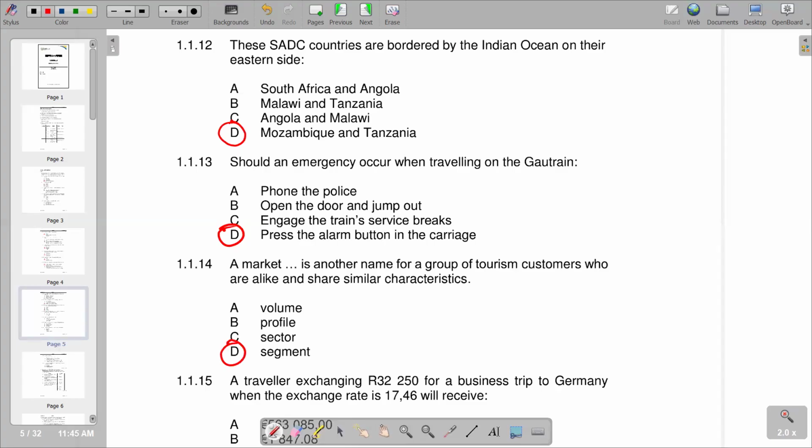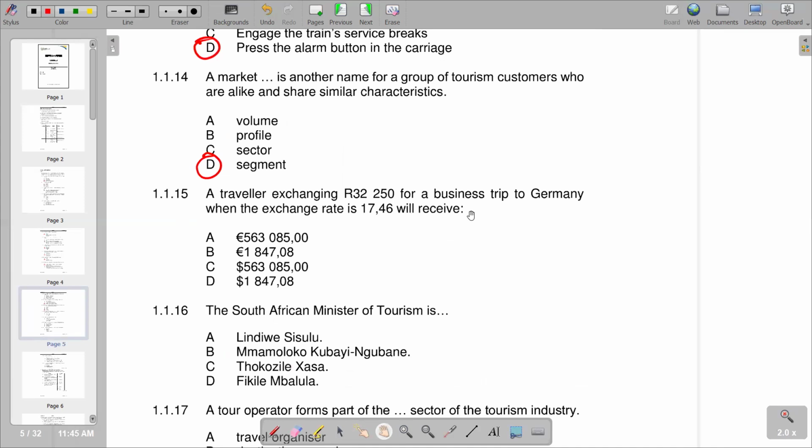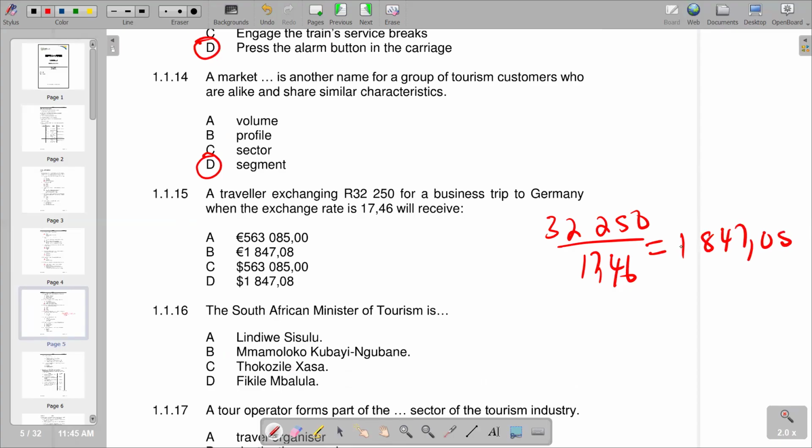We go to number 15. A traveler exchanging 32,250 rands for a business trip to Germany when the exchange rate is 17.46 will receive. So obviously we are supposed to say 32,250 and then we divide by 17.46. So if you divide that, you see that the correct response that you are supposed to get is 1,847.08. So this is what we have as the correct response, which we are having on B.